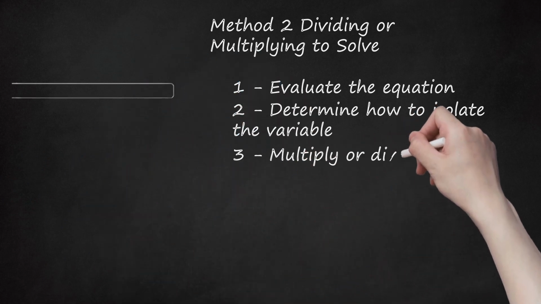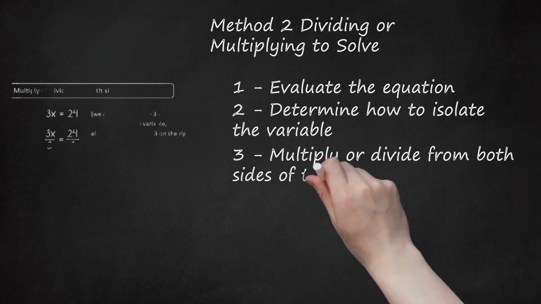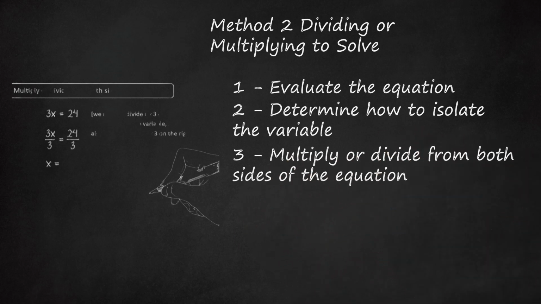3. Multiply or divide from both sides of the equation. As you solve an equation, the most important thing to remember is that you must keep both sides of the equation balanced. This means that whatever you do to one side of the equation, you must do to the other side, too. So, if you need to divide by a value to isolate the variable, you must also divide by the same value on the other side of the equation.